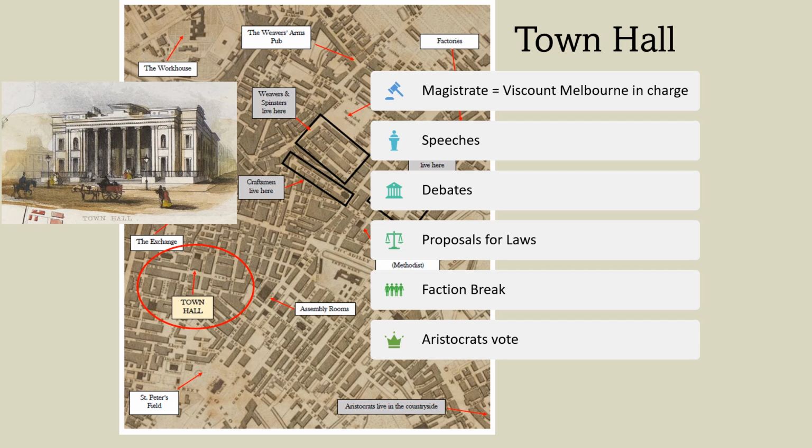Don't forget that unlike other Reacting to the Past games, there are two essential parts to Engines of Mischief. Town Hall is very much like other games. Players are trying to get laws passed that help them. There's a student player in charge of the proceedings, speeches are given, there are debates, and there is a vote.